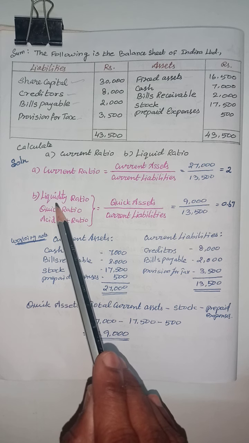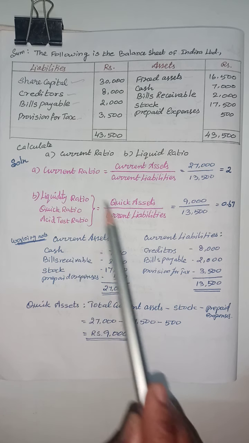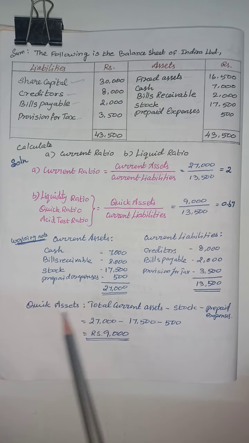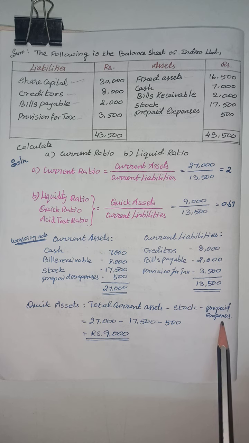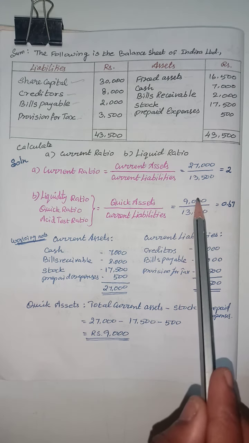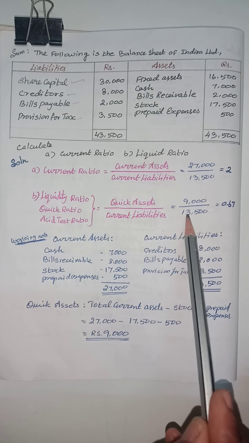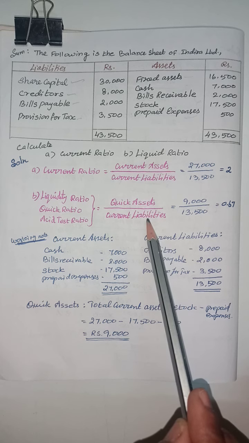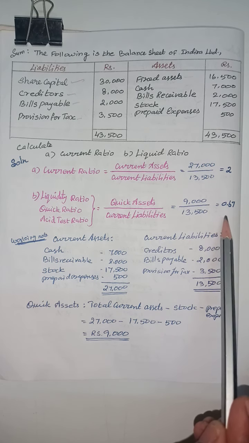Then the liquid, quick or acid test ratio. We already know what liquid assets are: assets easily convertible into cash. These are the liquid assets or quick assets. Quick assets are total current assets minus stock minus prepaid expenses. So the quick assets are 9,000. 9,000 divided by current liabilities 13,500 gives a ratio of 0.67.